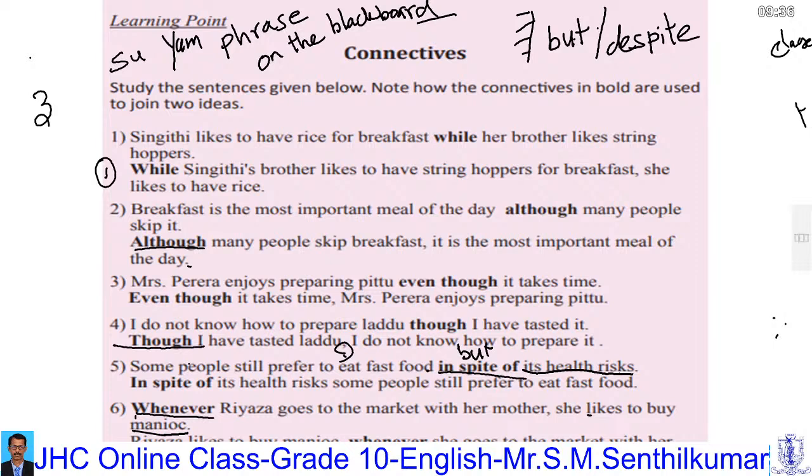So here it is not the meaning of but. This is a different meaning. While they are going, what happened? Whenever Riaz goes to the market with her mother, she likes to buy manioc. Next: Riaz likes to buy manioc whenever she goes to the market with her. What is the meaning here? At that time. These other connectives are contrastive ideas, but here it is used in the sense of at that time.